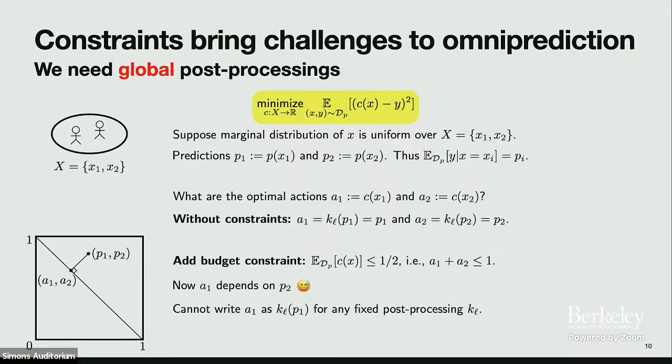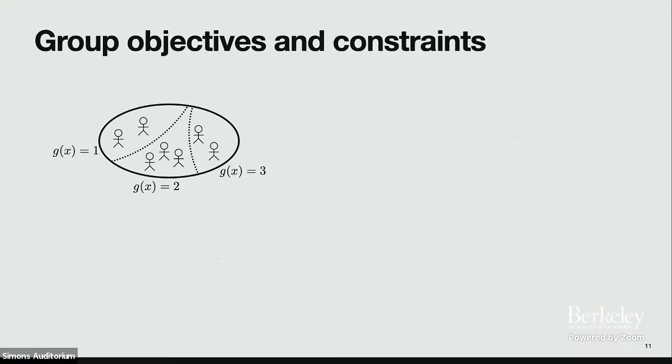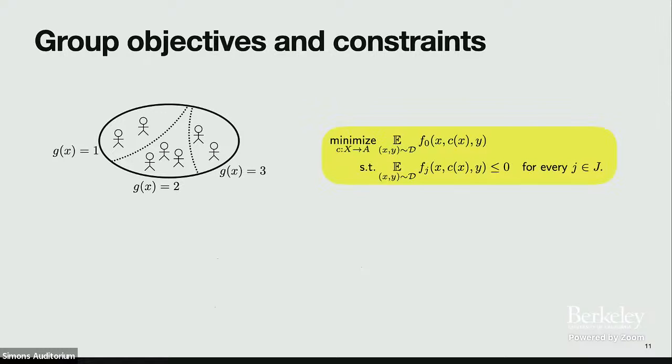We solve this problem by making some assumptions. We assume that the population is partitioned into a small number of groups. You can think of these groups as demographic groups. And we assume that the optimization problems we're dealing with have this group structure. This means that these functions f_0 and f_j don't directly depend on the individual x, but instead depend on the group membership, g(x), of that individual.